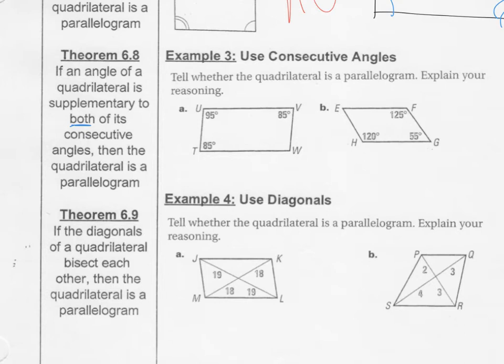picture yourself standing in this guy's corner right here, and he's 95 degrees. So you have to have the consecutive angles right after that, and these both need to add up to 180. Okay, so you take 95 plus 85, that's 180. So check. This one is yes, it's a parallelogram.